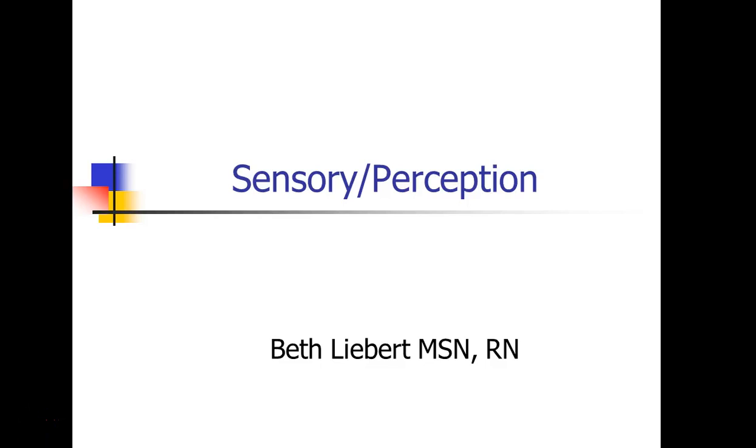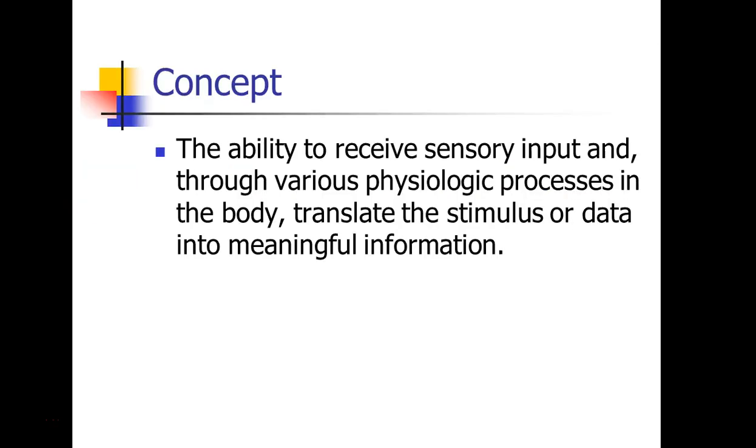Okay, so we talked about a bunch of sensory perception, and we're going to focus here. We're going to focus on the eyes, okay? So let me show you the definition, which is the ability to receive sensory input through various physiological processes in the body, to translate stimulus data into meaningful information. So that's with everything, right? Sight, hearing, touch, all of it.